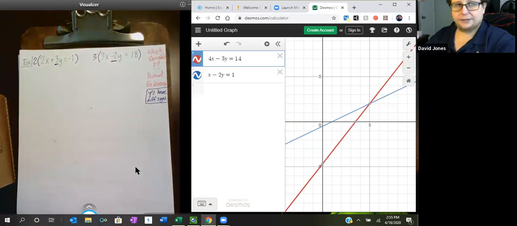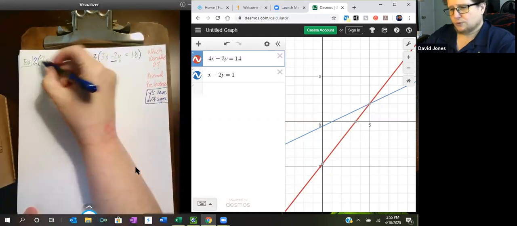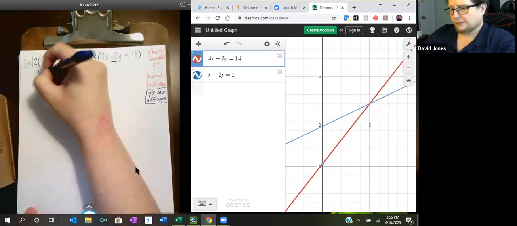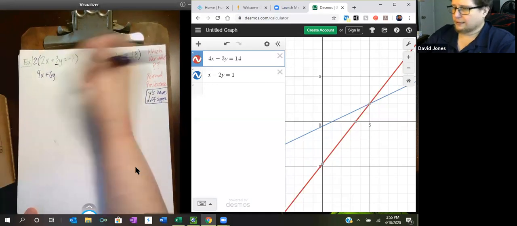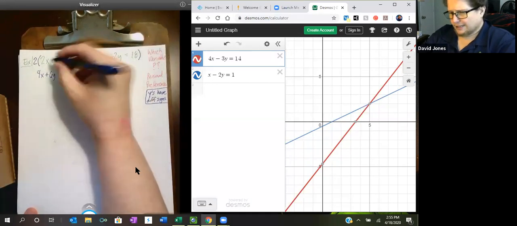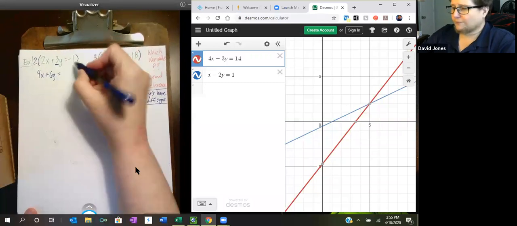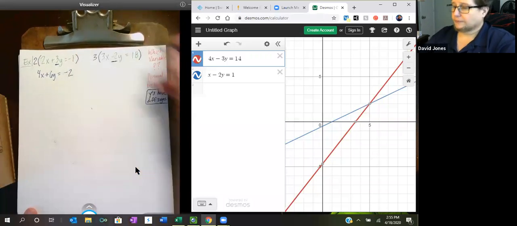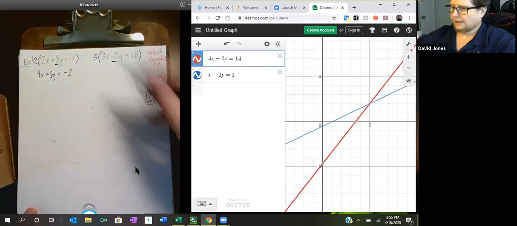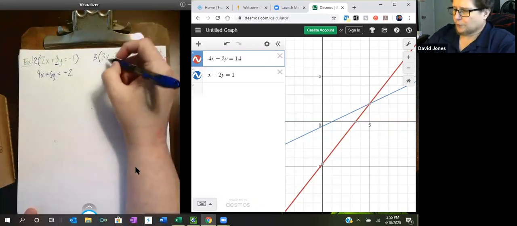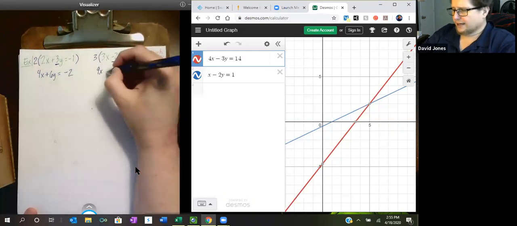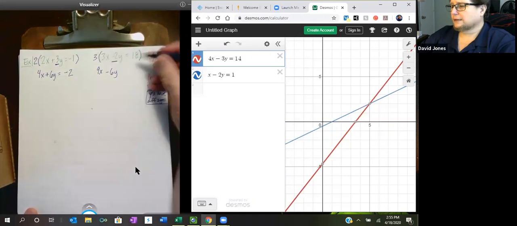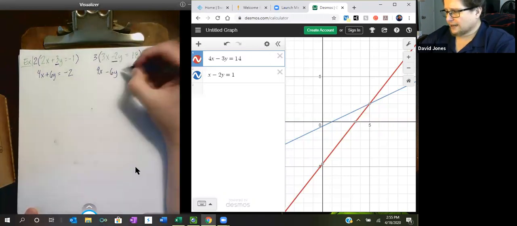Now, what happens when I do that? 2 times 2x is 4x. 2 times 3y is 6y. And don't forget to do the other side. 2 times -1 is -2. Can I do that? I can do that over here. 3 times 3x is 9x. 3 times -2y is -6y. And 3 times 18 is 54.